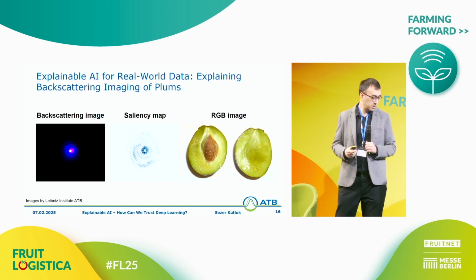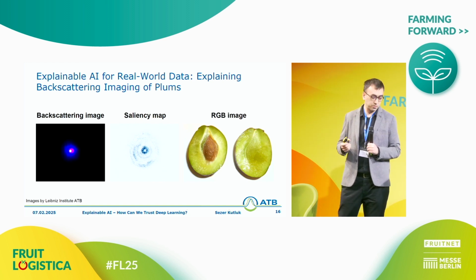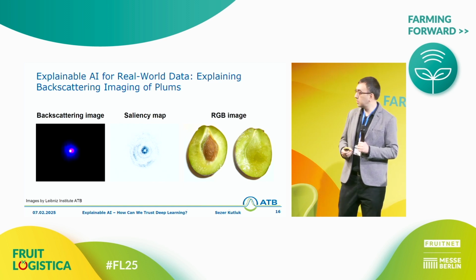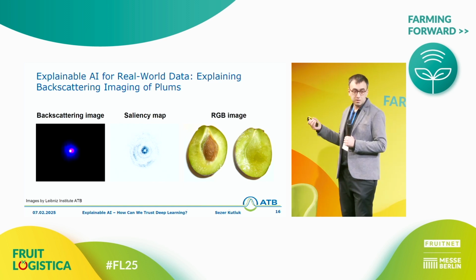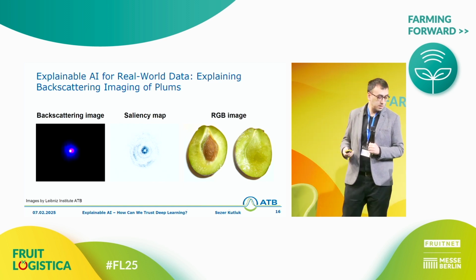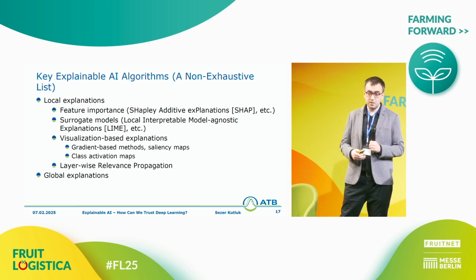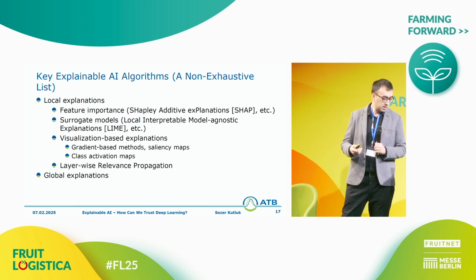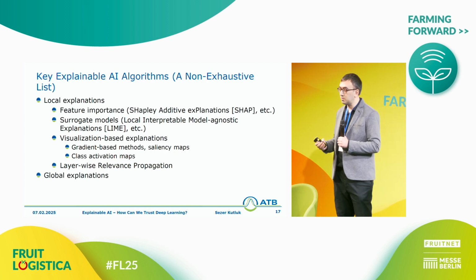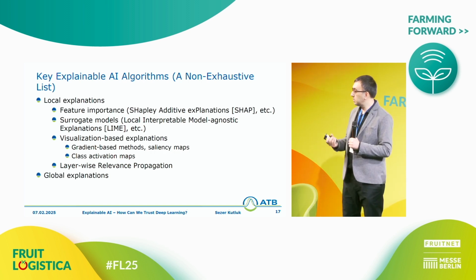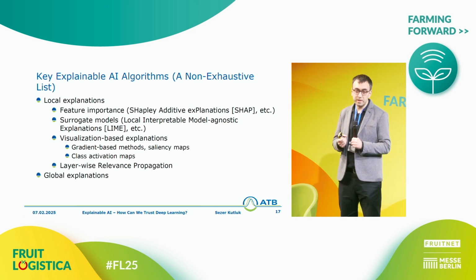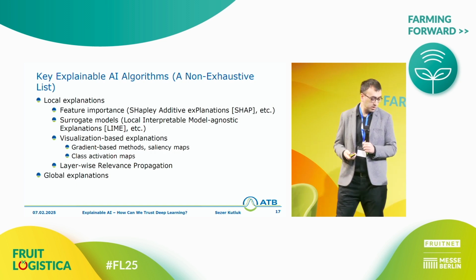Here we see one example for backscattering image of plum fruits. This can be used for the sorting line, and by using explanation methods, we can bring some trustworthiness. As I said, those algorithms are local explanation methods, but there are many of them, and there is also the other category of global explanation methods, which try to explain the general behavior of AI models.